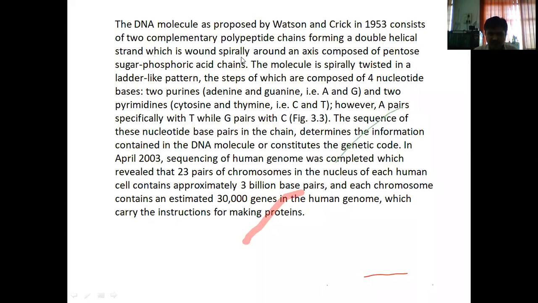The double helical strand is wound spirally around an axis composed of pentose sugar and phosphoric acid chains. The molecule is spirally twisted in a ladder like pattern.